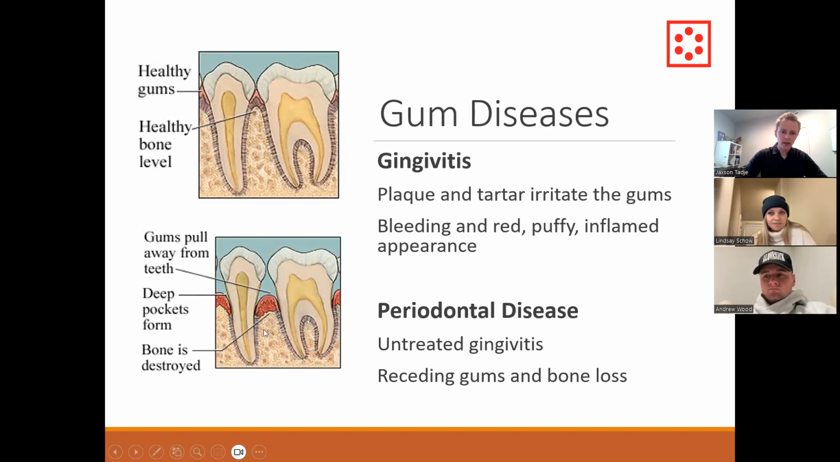The gums have receded, and we get some of this bone loss down here. So instead of healthy gums and bones that are right up to the tops of the teeth, we have these gaps right here. That's where we can get that bleeding and that red, puffy, inflamed appearance. And then that gingivitis can progress on to periodontal disease if it's not treated. So that's why, like Andrew was saying, it's so important to get on top of this early and make sure that we're getting rid of that plaque before it turns into tartar. It's always easier to prevent than to treat.